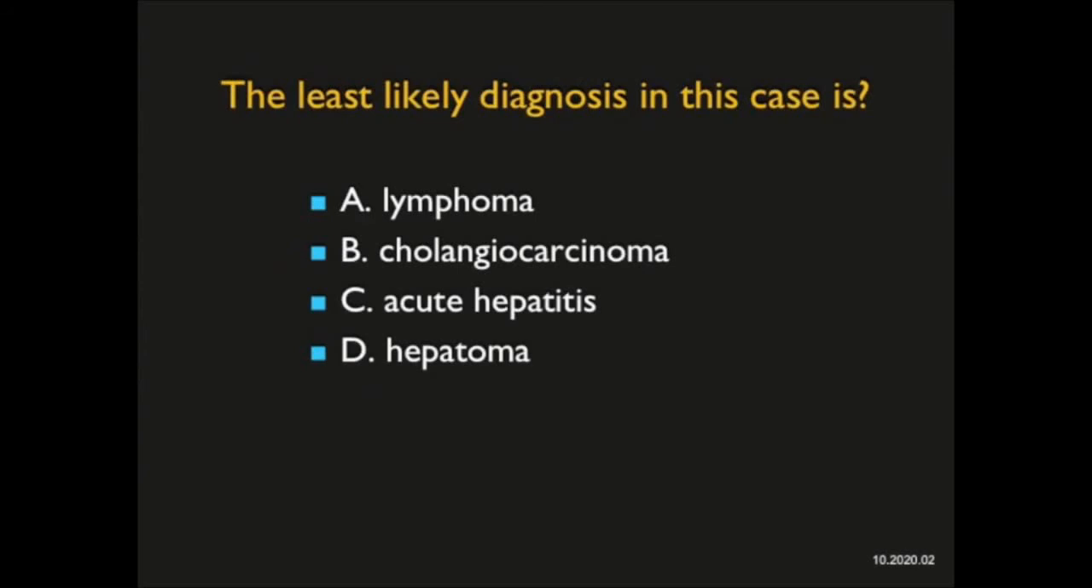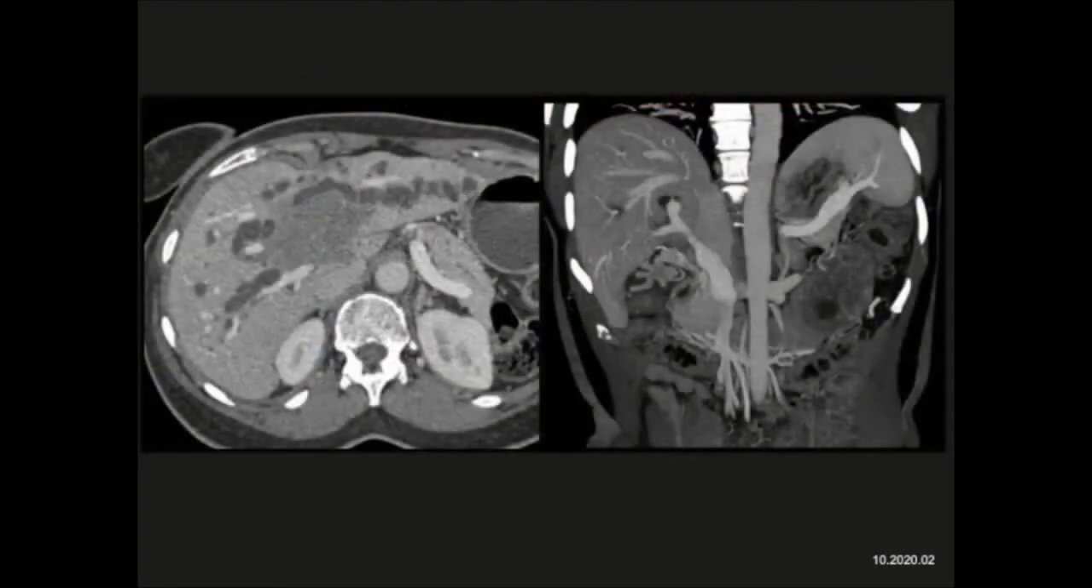In this case, I ask you what's the least likely diagnosis, and there's 4 choices. Well, let's look at the images. What you can see on the axial images, there's a large infiltrating tumor in the hilum of the liver that's obstructing the intrahepatic ductal system. When you think about that image alone, you're saying to yourself there's a tumor.